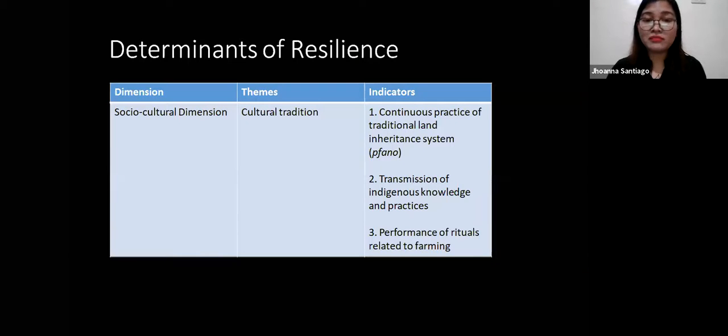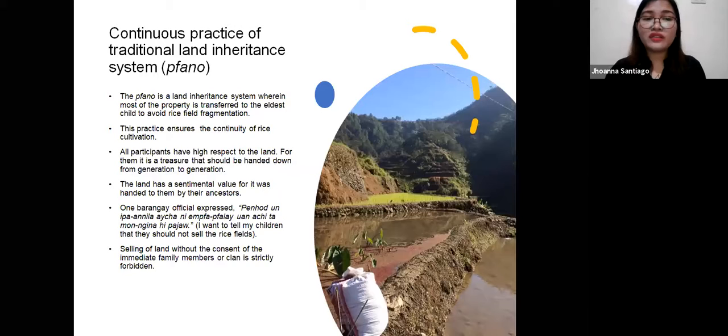The next theme is cultural tradition under the socio-cultural dimension. There are three indicators. The first is the continuous practice of the traditional land inheritance system, or what they call FANO; the transmission of indigenous knowledge and practices; and lastly, the performance of rituals related to farming. FANO is a land inheritance system wherein most of the property is transferred to the eldest child to avoid rice field fragmentation.